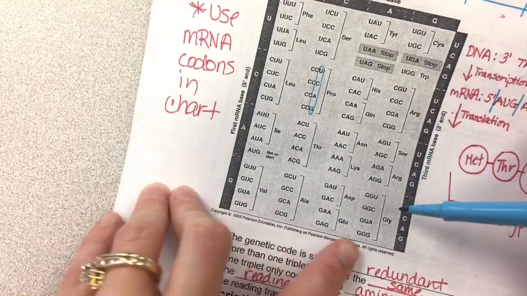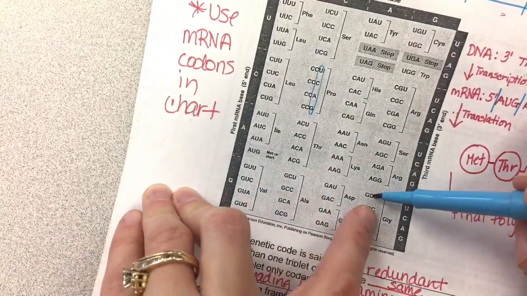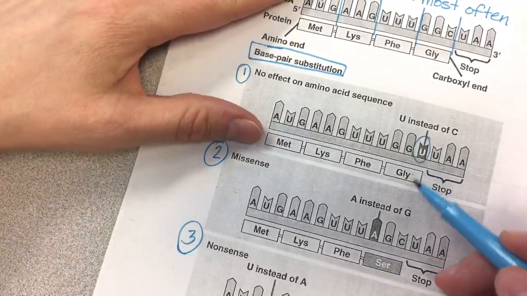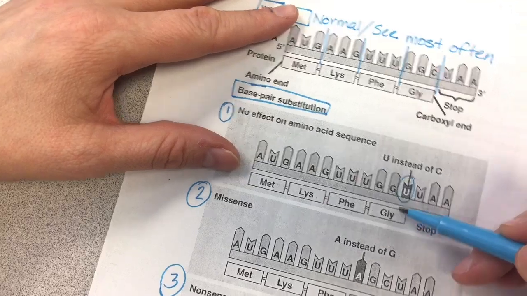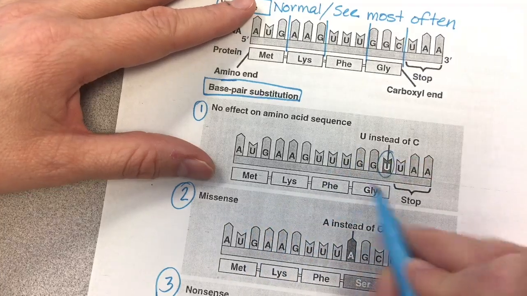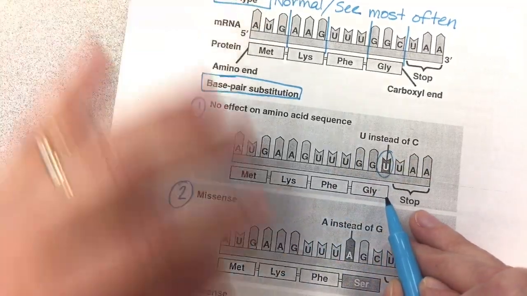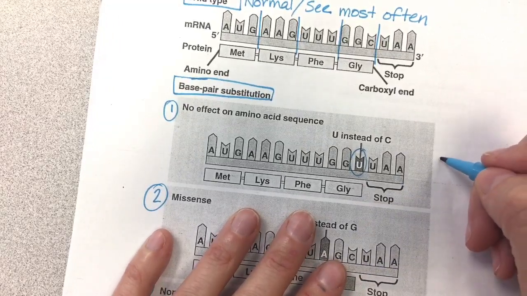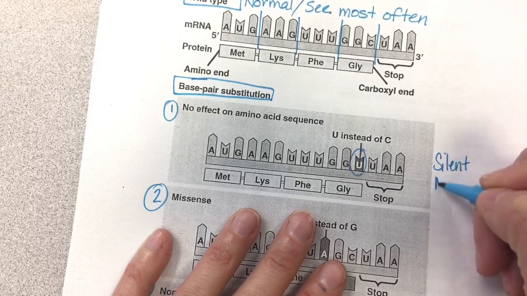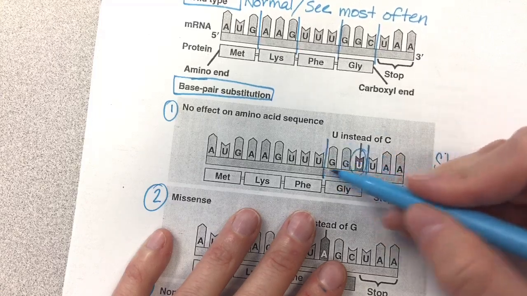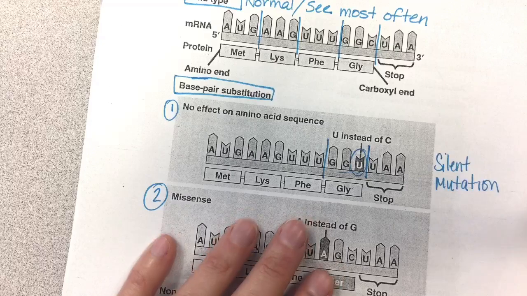So GGC or GGU both stand for glycine. It's the same amino acid. And so therefore, you still have glycine as that last amino acid, and then you have the stop codon. So this has no effect on the amino acid sequence. It's going to have no effect on the shape of the protein, and therefore the trait and the function of the protein. So this is what kind of mutation? A silent mutation. Okay, because it changed the codon, it did not change the amino acid.